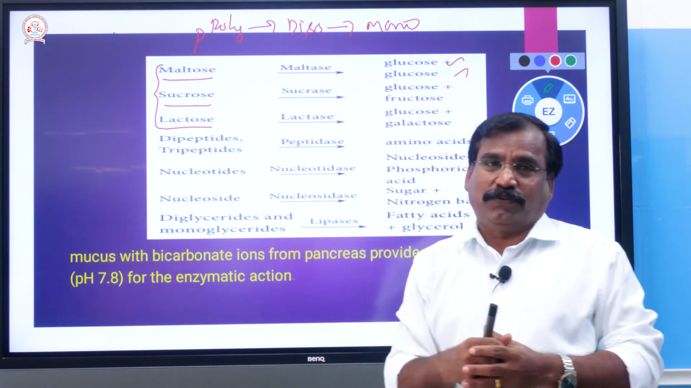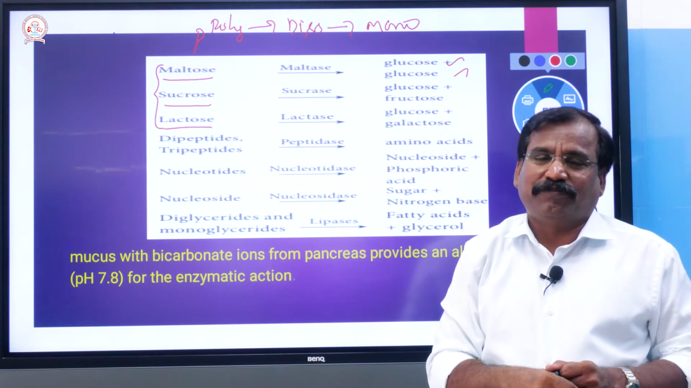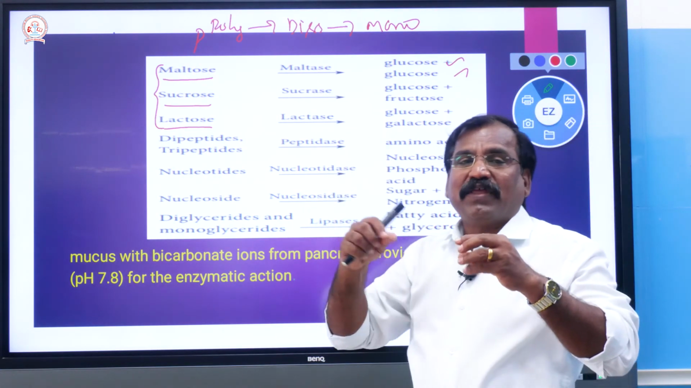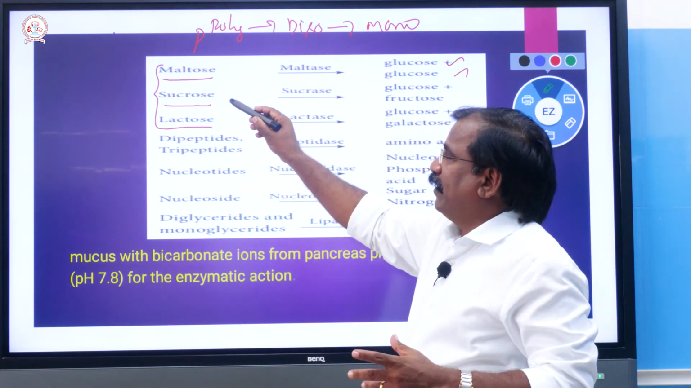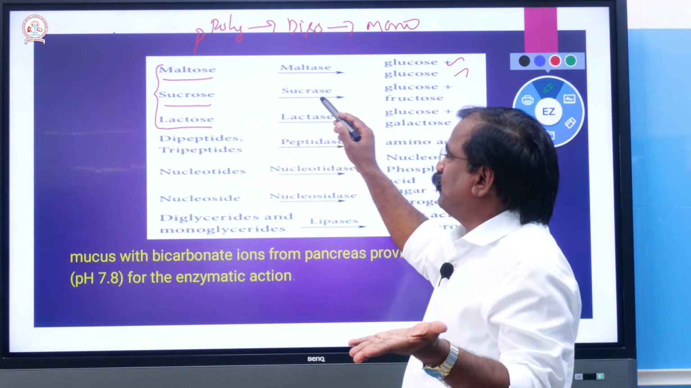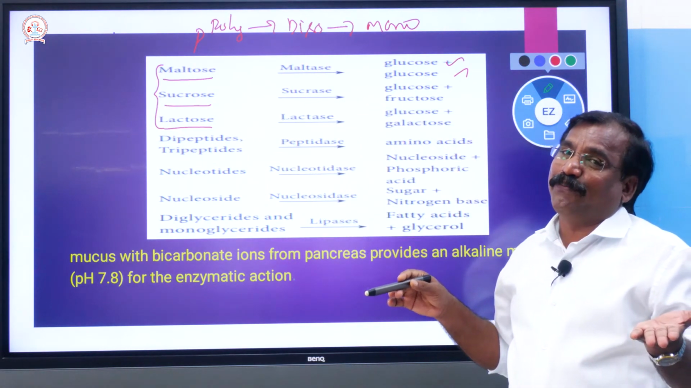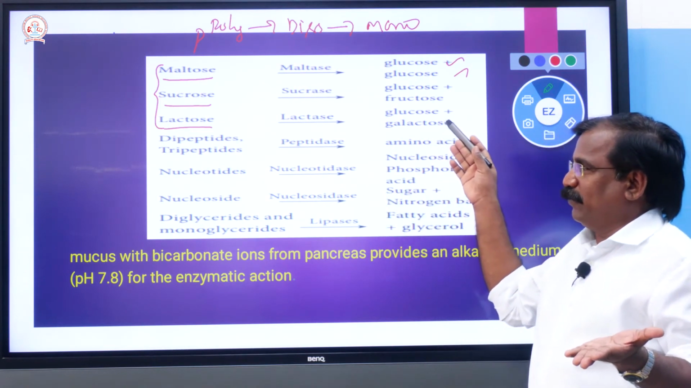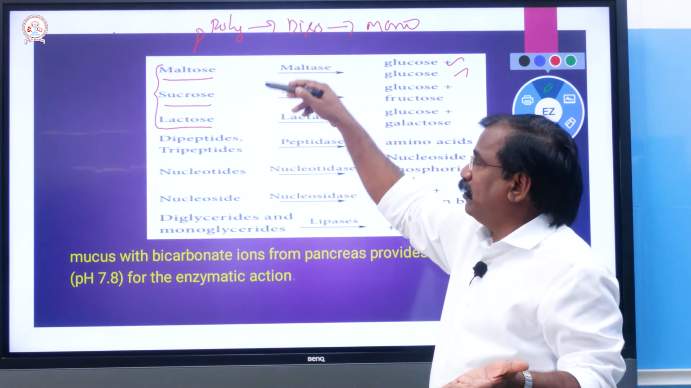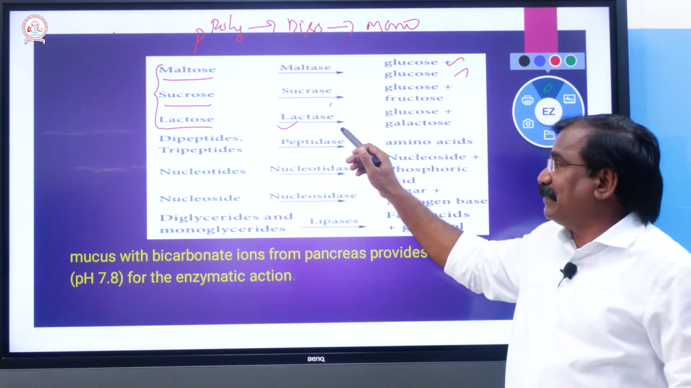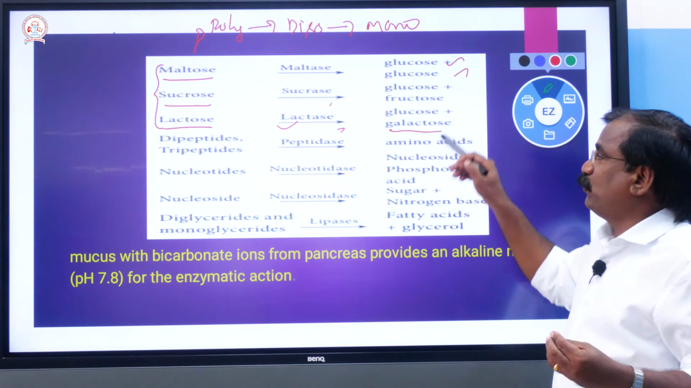Next is sucrose, cane sugar. The sucrase acts upon the sucrose. That suffix -ase at the end means it is the name of an enzyme. So sucrose is the substrate, and the enzyme sucrase acts upon it and converts it into glucose and fructose. Then lactase acts upon the lactose and converts it into glucose and galactose.